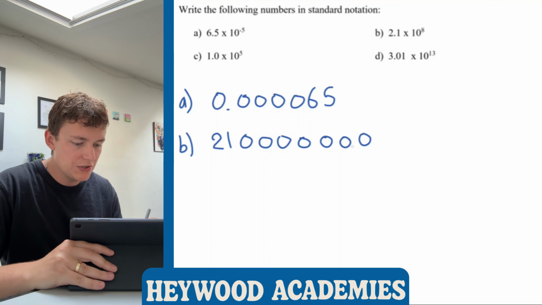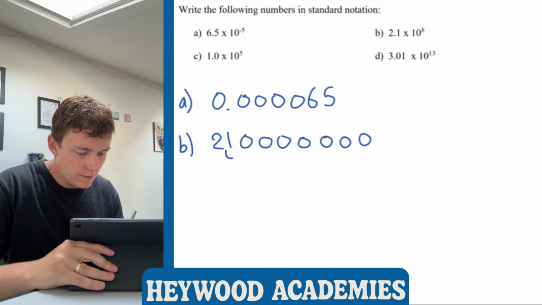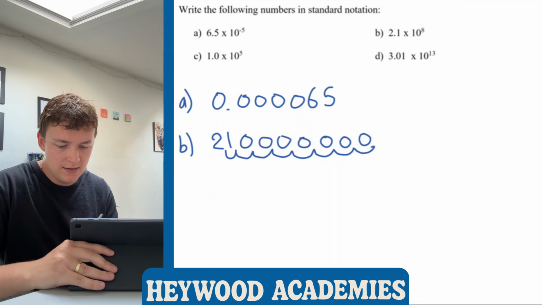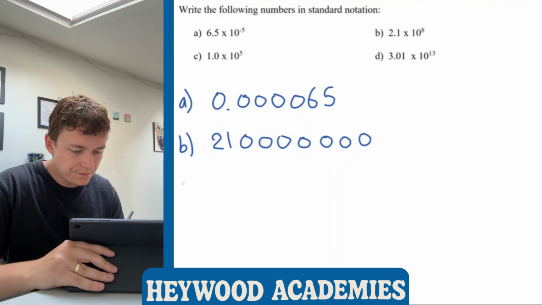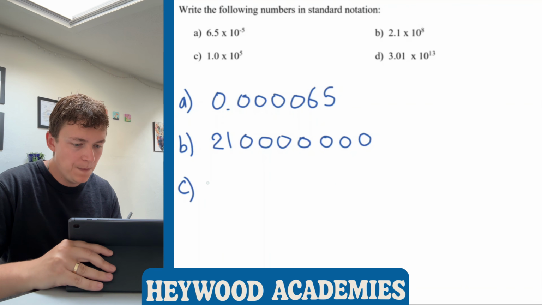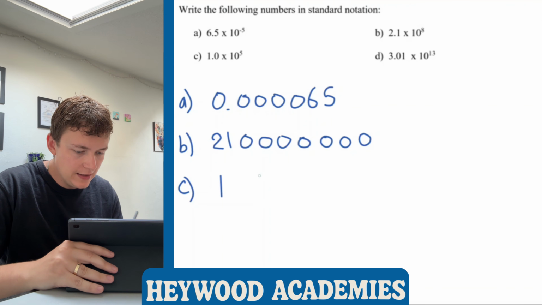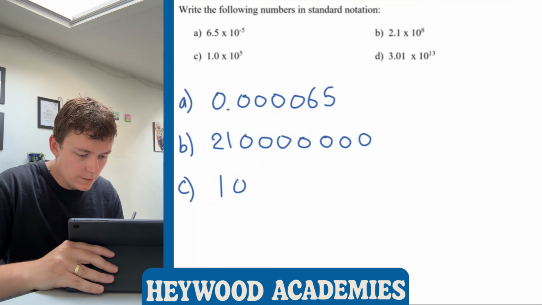And then again, we can double check and make sure that's right. So 1, 2, 3, 4, 5, 6, 7, 8. Yeah, it looks like we're good. Okay, for C, 1.0 times 10 to the 5, that's going to be 1, and then 5 zeros. 1, 2, 3, 4, 5.